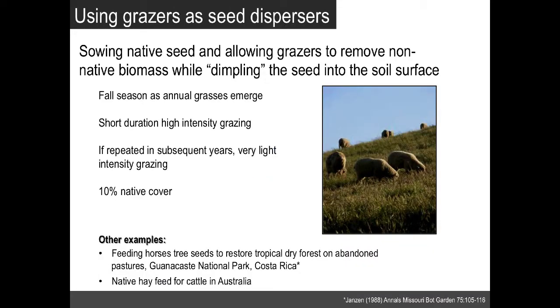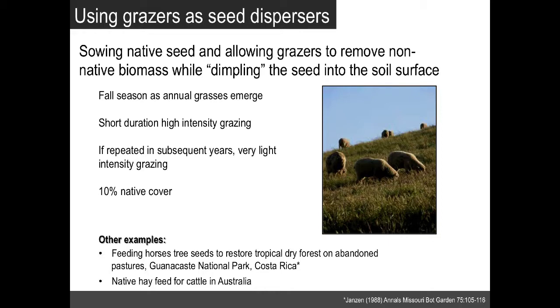Another example would be sowing native seeds and allowing grazers to remove non-native biomass while dimpling the seed into the soil surface. This management technique would be in the fall season as annual grasses emerge: sow the seed out after the first rains, once the first European annual grasses have emerged. Do a very short duration, high intensity grazing, and the high intensity grazing will dimple the seed into the soil surface and remove a lot of those annual grasses. So it's very much akin to the grow and kill method, and it can even be repeated in subsequent years with a lighter intensity of grazing to dimple additional seed.